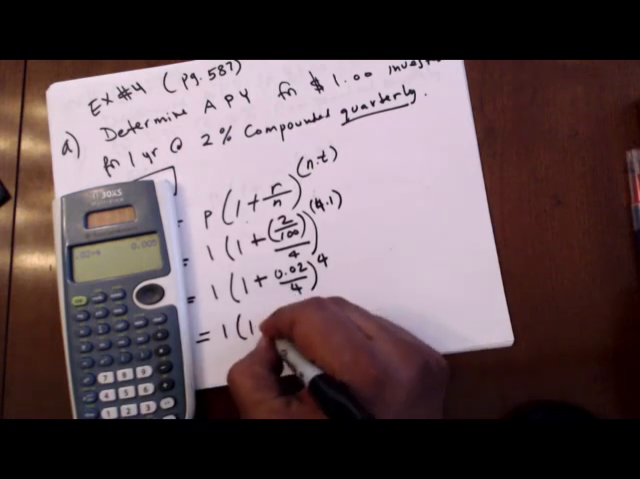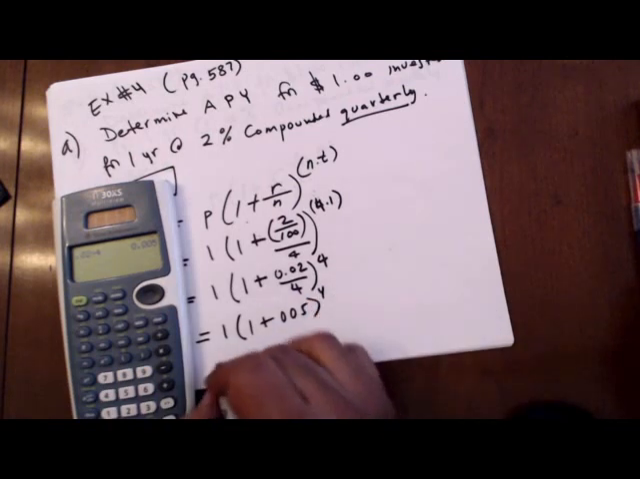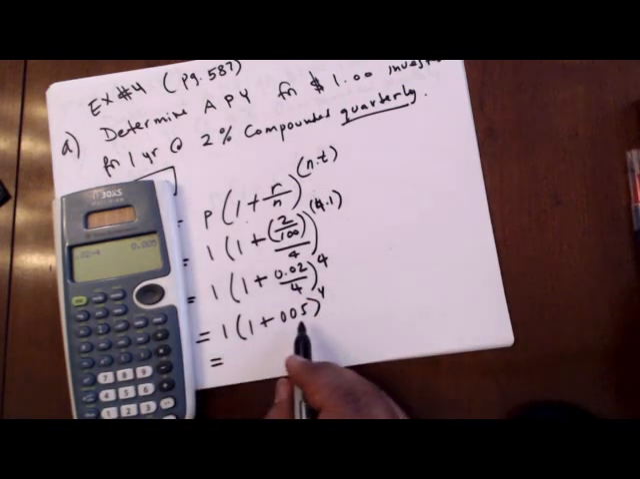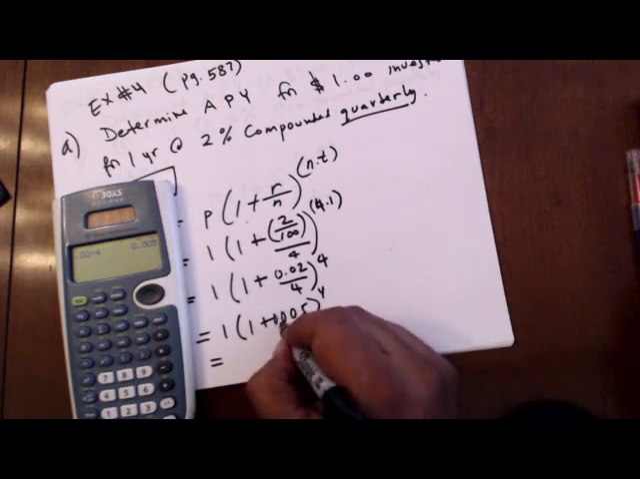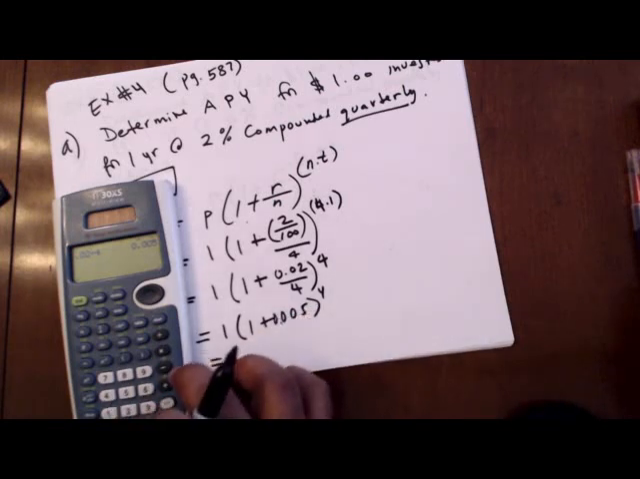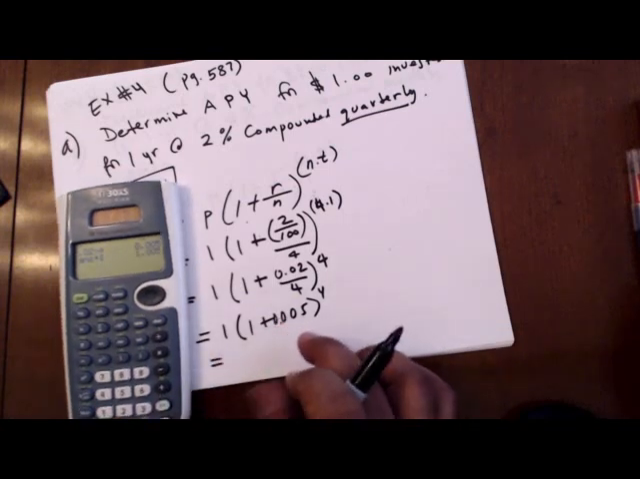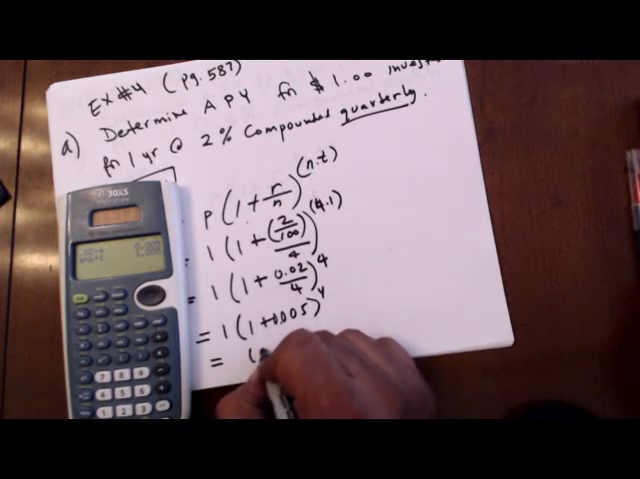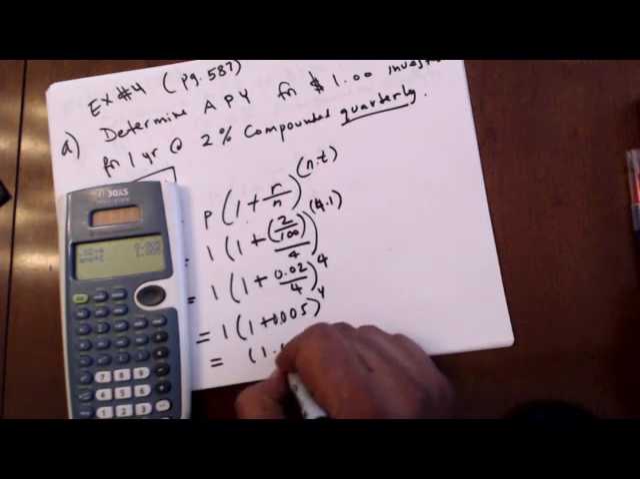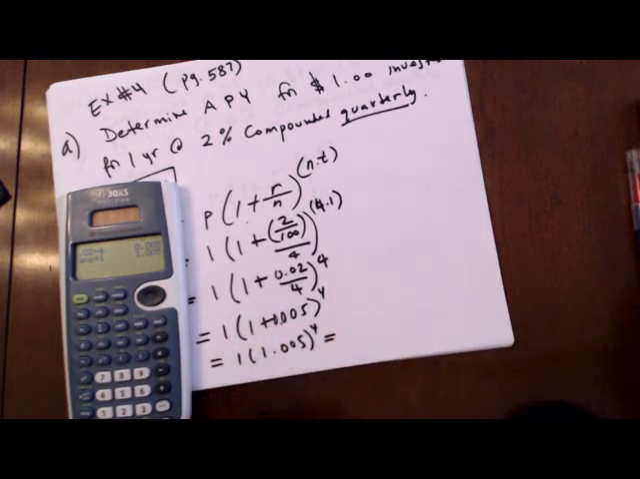This will be 1 plus 0.05 raised to the 4th power, and that would be equal to 1.021. And now this number will be basically 1.005 raised to the 4th power, and that will be equal to what?